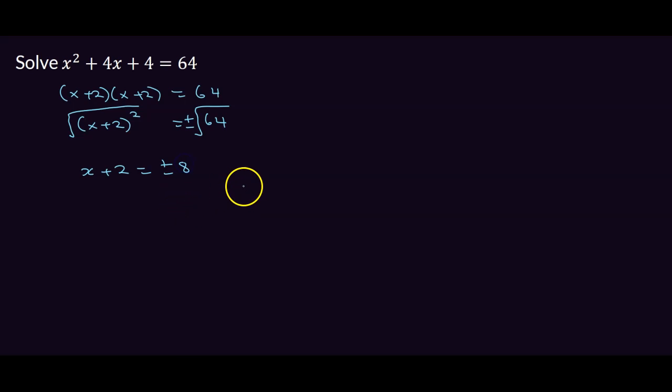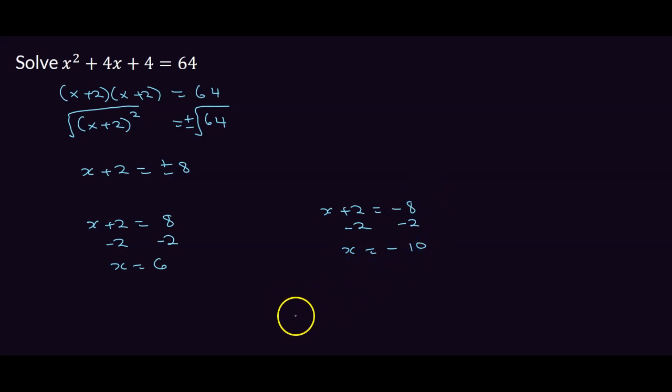So then we're going to create two equations. x plus 2 equal to 8. We also have x plus 2 equal to negative 8. Here, we subtract 2 from both sides. x equal to 6. Subtract 2 from both sides. x equal to negative 10. So therefore, our values are x equal to negative 10 or 6.